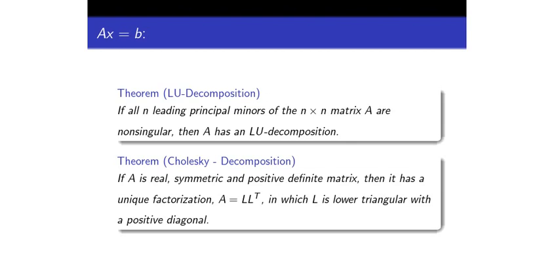Another result is about Cholesky decomposition, which says that if A is real, meaning all the entries of the matrix A are real numbers, not complex, and if A is symmetric, meaning A is equal to A transpose, and positive definite, then it has a unique factorization A equals L into L transpose, in which L is lower triangular with a positive diagonal.